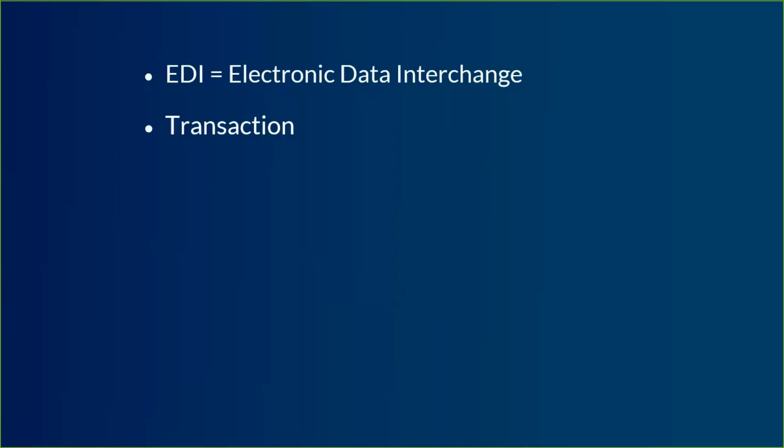Transaction. When I say the word transaction, I'm referring to a piece or a package of data that's being transferred electronically. And there's lots of different types of transactions. Claims are perhaps the most well-known. There are acknowledgement reports that come back. There are eligibility requests and prior authorizations and attachments, and all of these are examples of transactions.